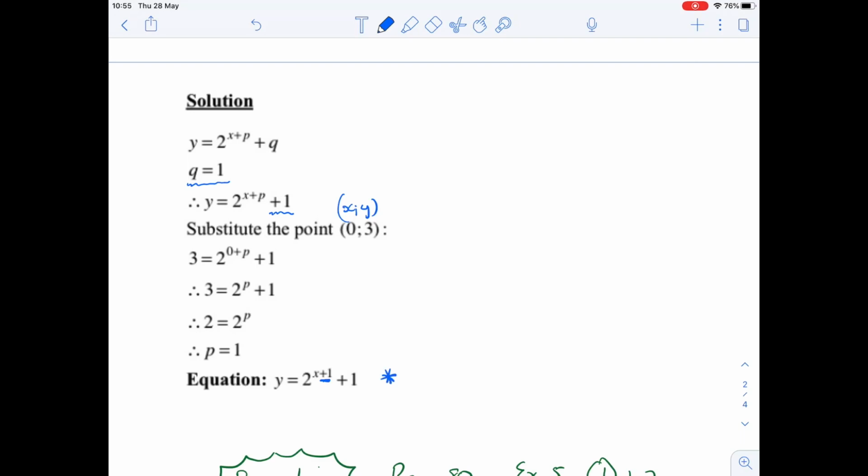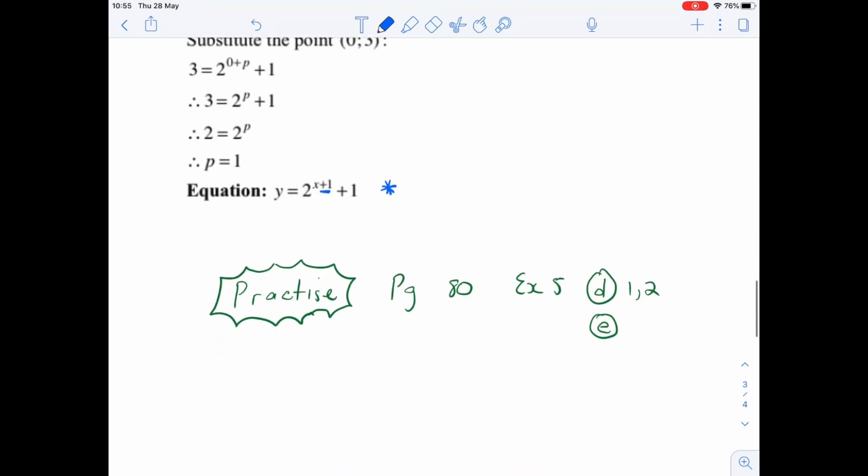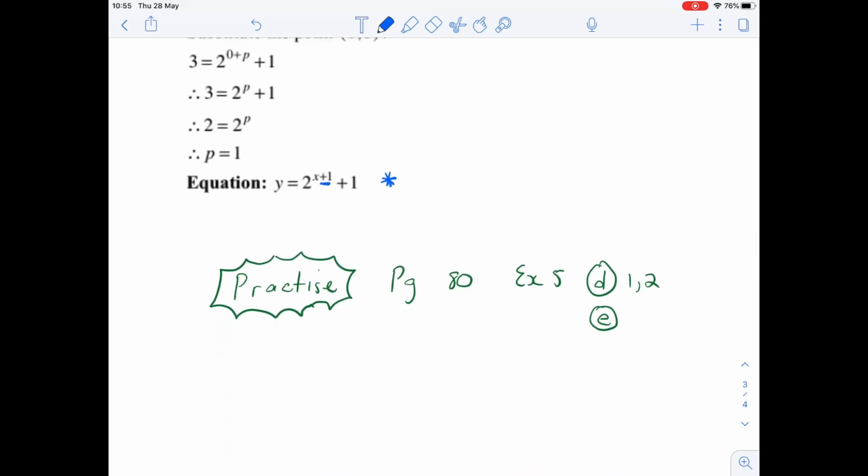Okay, really easy. And now if you can go and practice on page 80, exercise 5, D and E. The memo's already up, so once you've done it, go and check that you've done it correctly while it's still fresh in your mind.